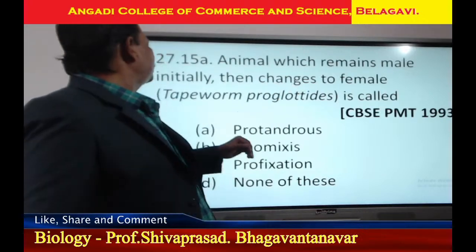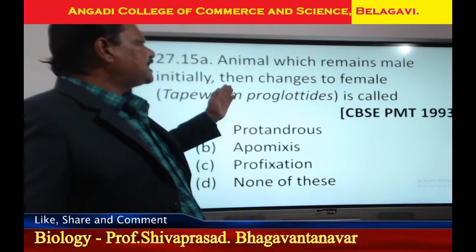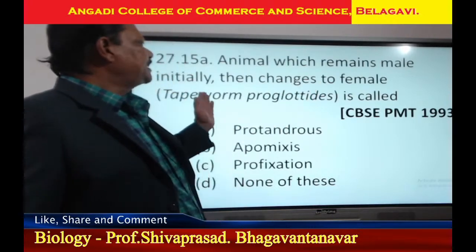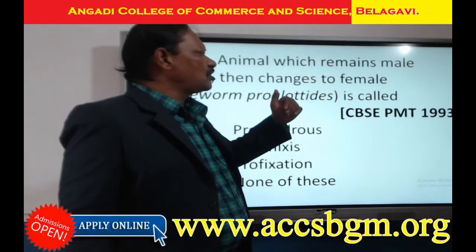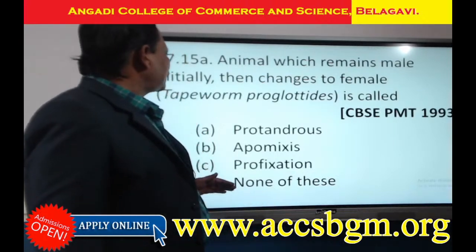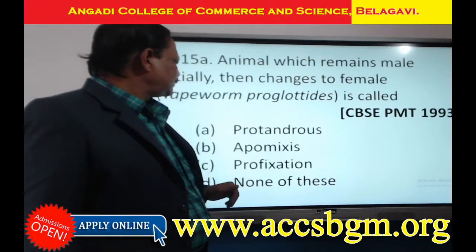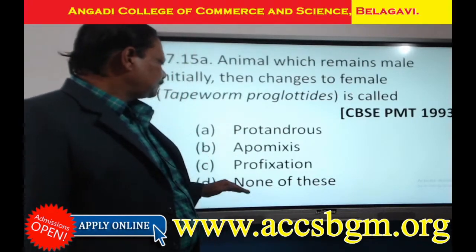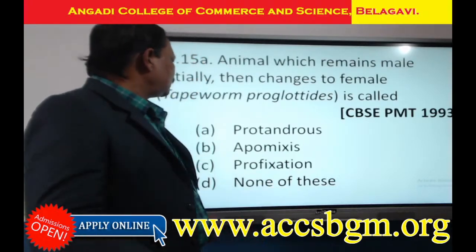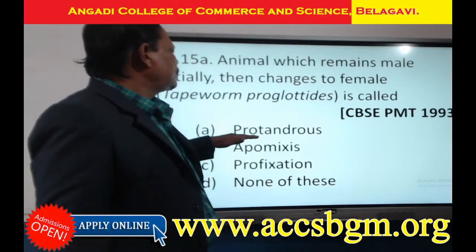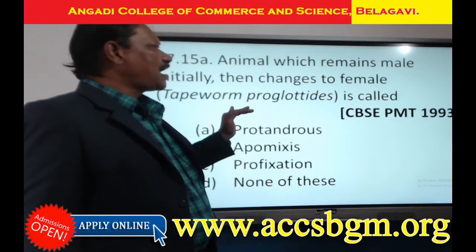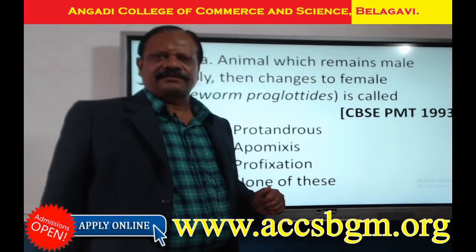An animal which remains male initially, then changes to female, is called, for example the tapeworm with its proglottids. Now here the options are protandrous, apomixis, profixation, none of these. So the right answer is protandrous. Here, protandrous type of animals you people are observing.